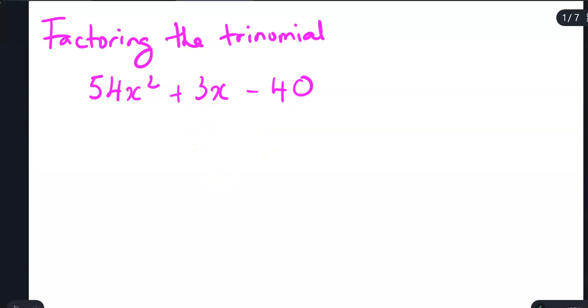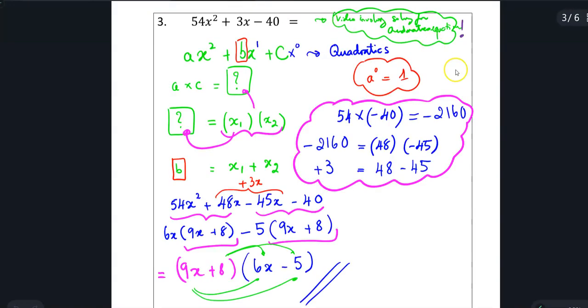In the previous video, I went over this factoring with the method of finding two numbers that multiply to give a product of 54 times negative 40, which is a very big number. 54 times negative 40 is 2,160, negative. Then we have to find two numbers that multiply to give negative 2160, but the same two numbers added give the coefficient of the variable x to the exponent 1. So sometimes this process can be quite tedious.